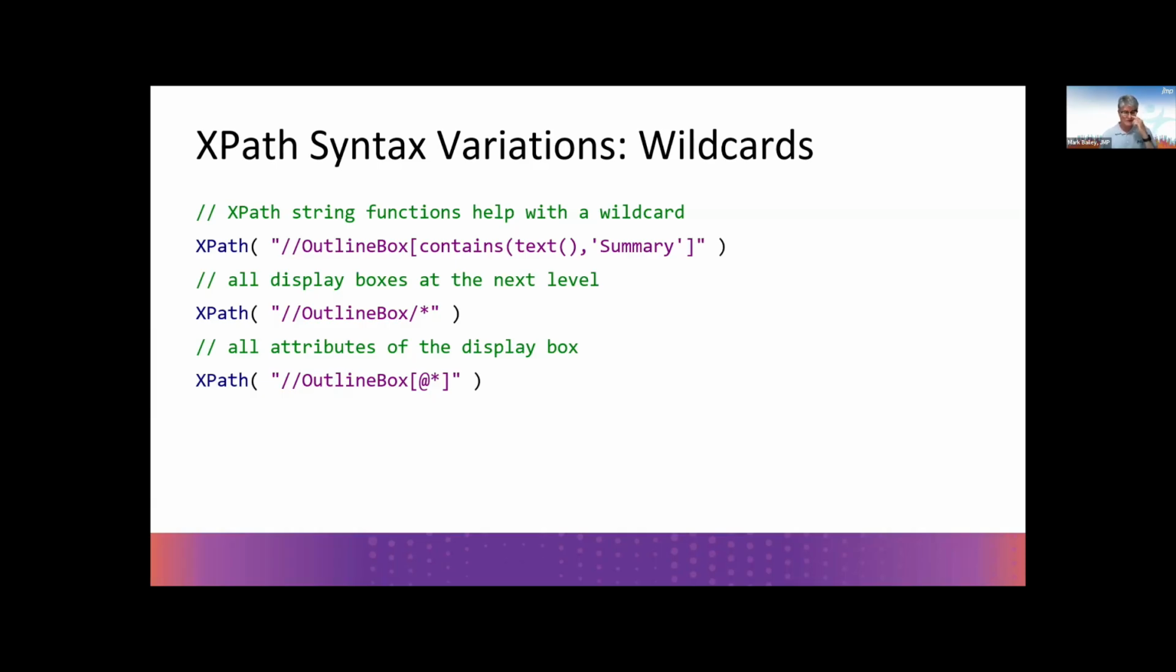Similarly, we can not only search for nodes, but we can also search for attributes. So in this case, we're looking for all of the attributes of all the outline boxes. So the at is the attribute symbol, and the asterisk says any of them.